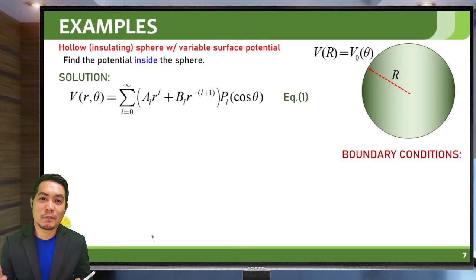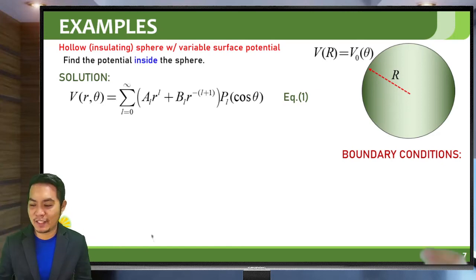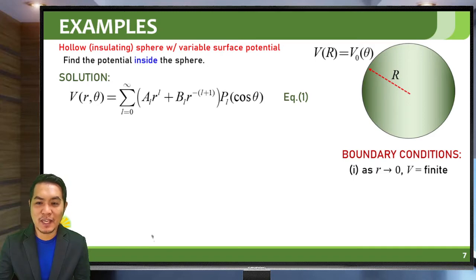If you're finding the potential inside, it's just from r equal to 0 to r equal to capital R, the surface of the sphere. And if you're finding the potential outside, then it's from the surface of the sphere to infinity. In this case, our first boundary condition will be: as r approaches 0, V must be finite. This is a generic boundary condition for spherical systems. It must not blow up at r equal to 0, because if the potential becomes infinite, you will have something like a black hole effect within your sphere.